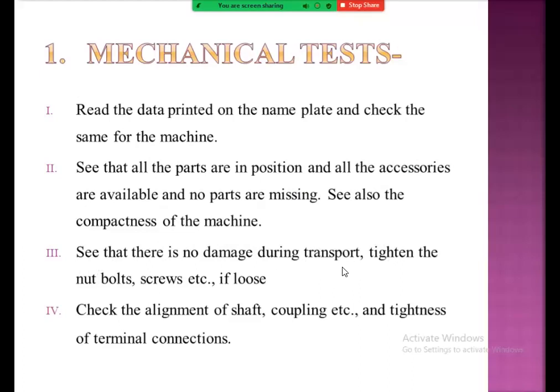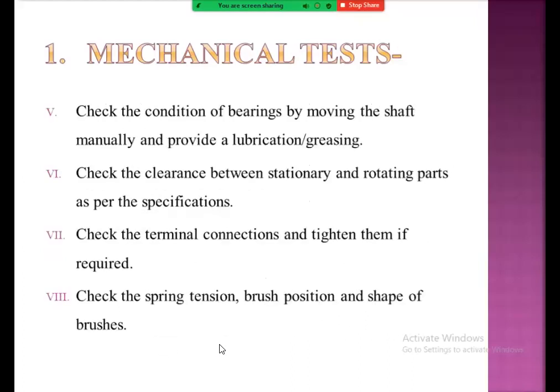During transportation, there may be chances of parts breaking. So you have to tighten the nuts, bolts, screws, etc., if loose. Then check the alignment of the shaft while installing that machine mechanically. Then couplings, etc., and tightness of the terminal connections, etc., you have to check. Then check the condition of the bearings by moving the shaft manually and provide lubrication if necessary.